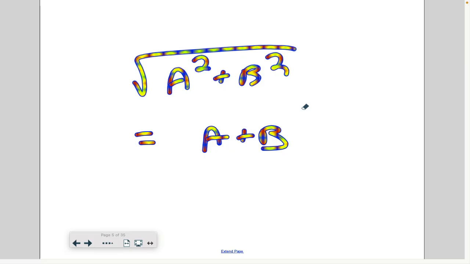Because that's not how square roots work. That is not how square roots work. You cannot do the square root of a squared plus b squared is a plus b. Please don't make me send you back to algebra 1.